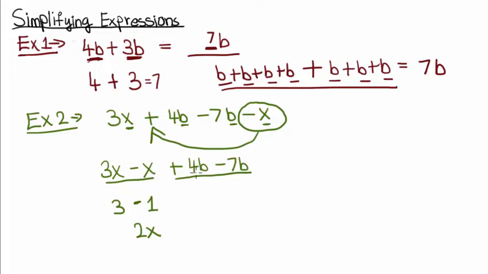I do the same thing here with the 4b and the negative 7b. And since I'm talking about the variable b, I write the b over here. Now, I'm left with 2x plus negative 3b. Going back a few videos, we learned that when you add a negative number, that is essentially the same thing as saying subtracting the absolute value of that number. So I can rewrite 2x plus minus 3b as simply 2x minus 3b.